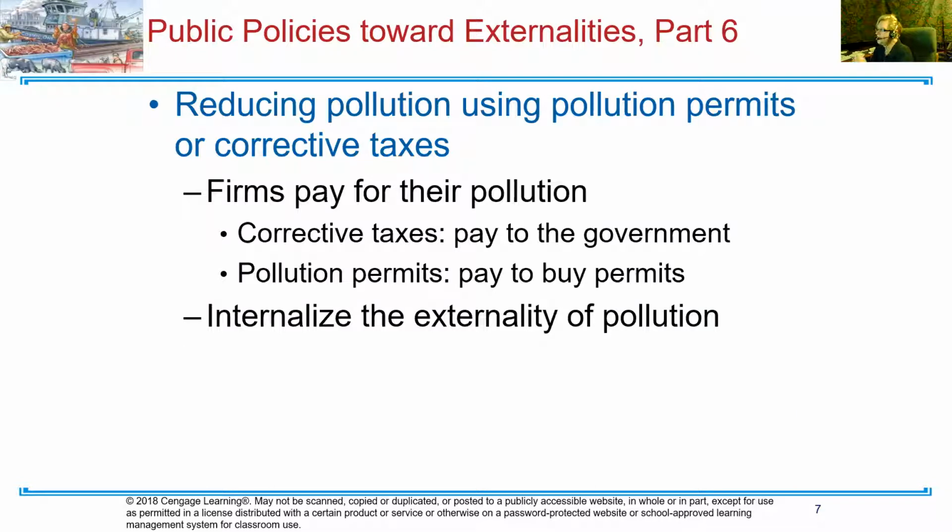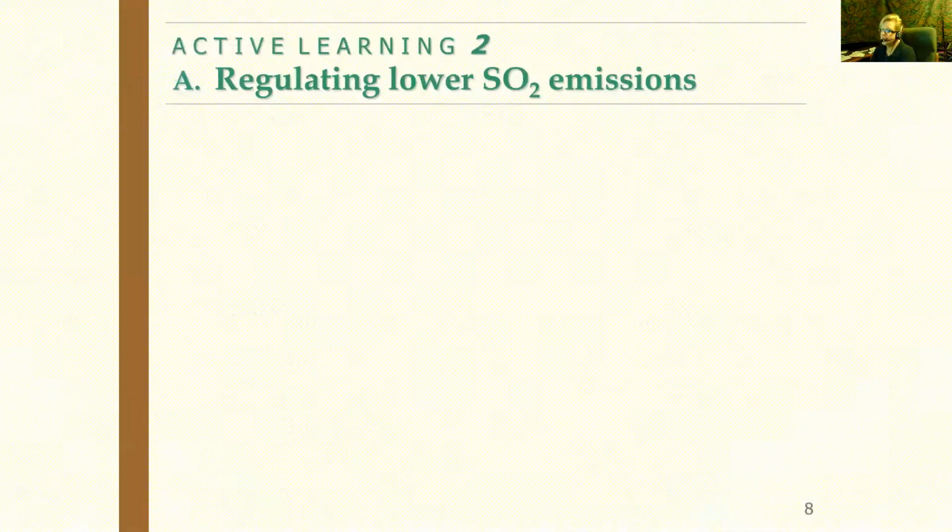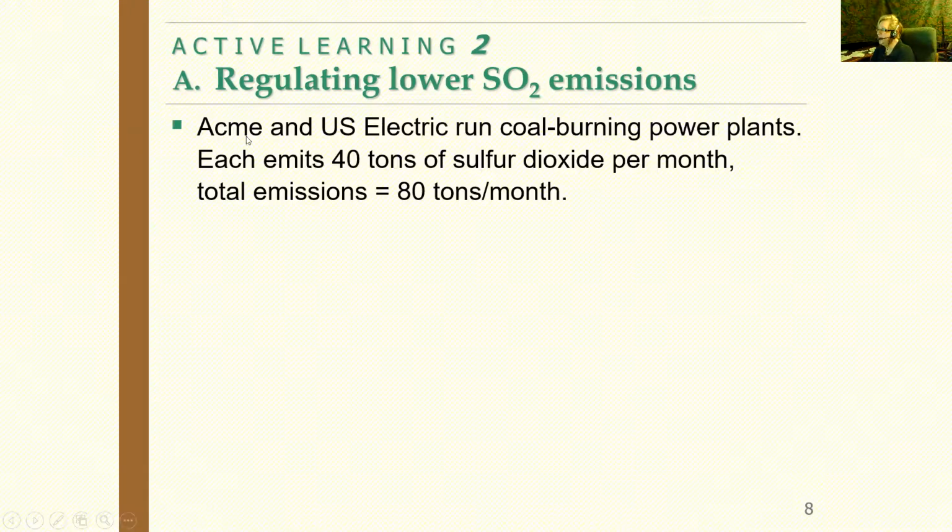So again, we're going to internalize the externality here, and I'm going to use an example to clearly, I hope, walk you through this stuff. Okay, so here we have an example, and we have Acme and US Electric. They each run coal-burning power plants. Each currently emits 40 tons of sulfur dioxide per month.